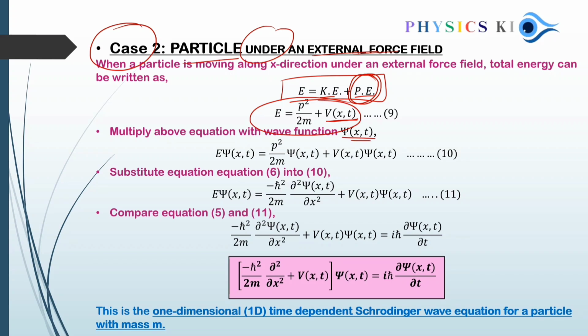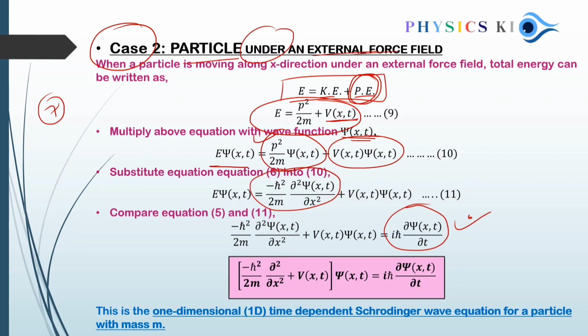So what we have is E psi of x,t, p square psi of x,t, and this. Got the idea? And now what you have to do is put the value of p square by 2m psi, on the left hand side, from equation number 7. So we got this. Now the value of E is i h cut del psi by del t. Put the value of E psi directly from equation number 5 and this value from equation number 7.